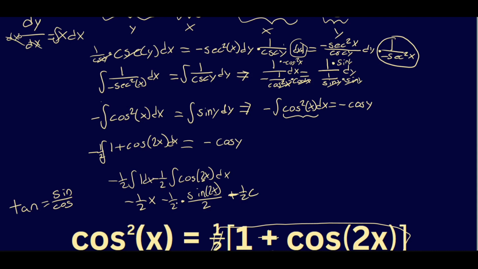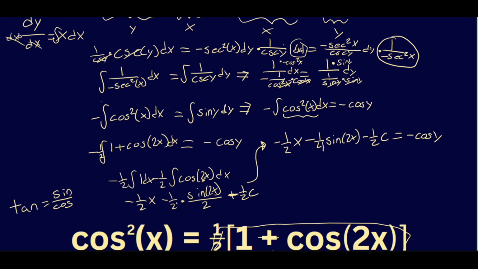So let's simplify this over here. Negative 1/2 x minus, minus 1/4 sine 2x minus 1/2 c equals negative cosine y.